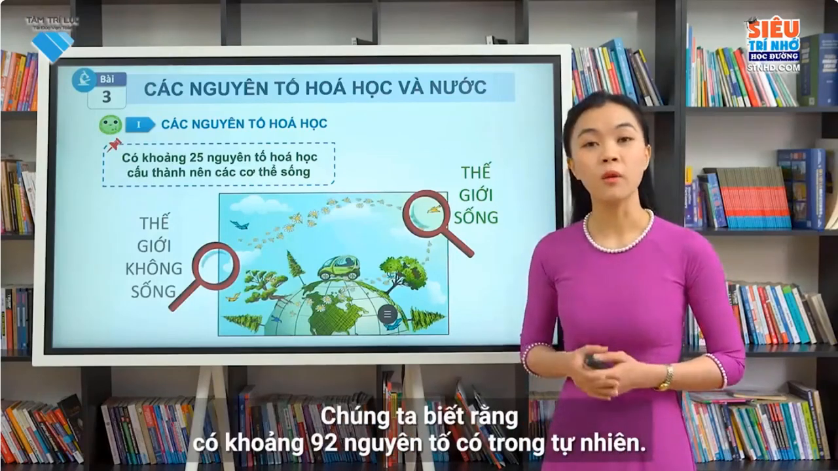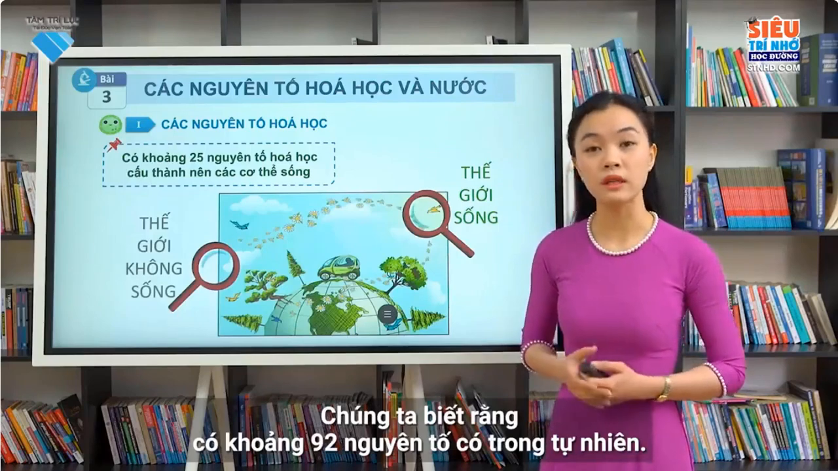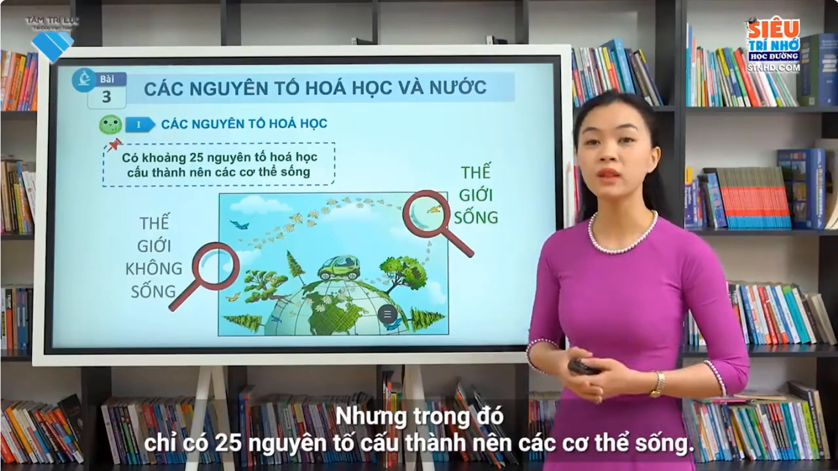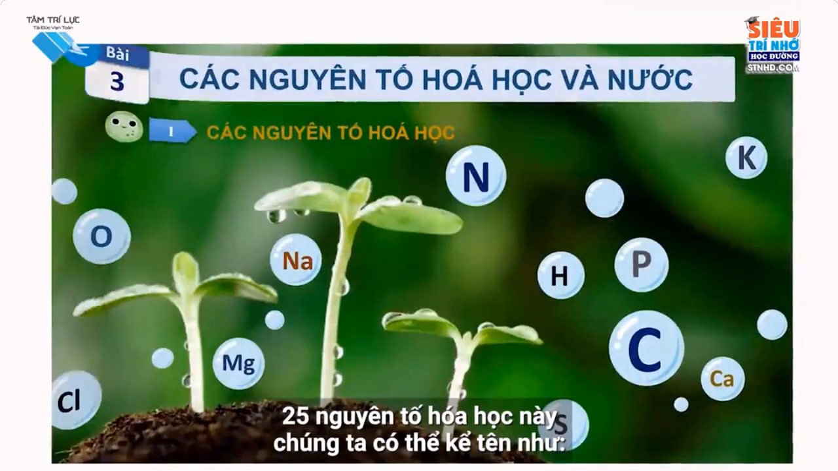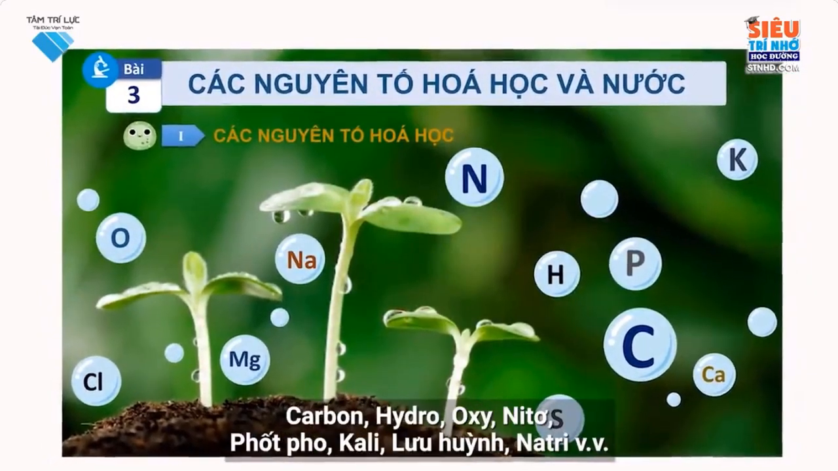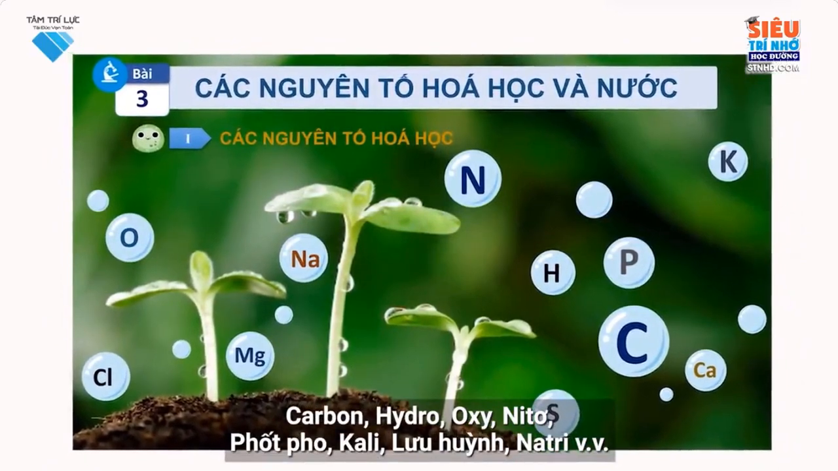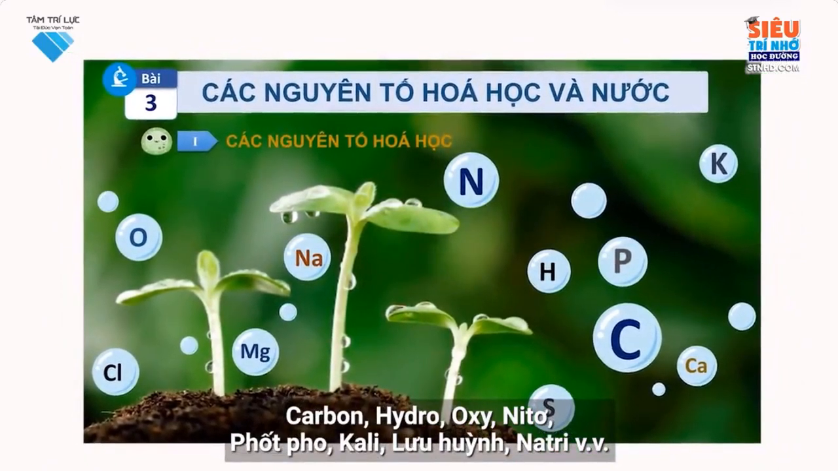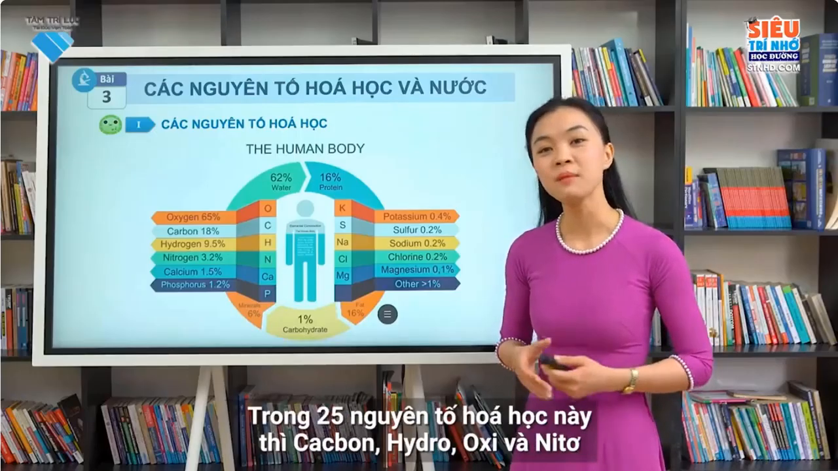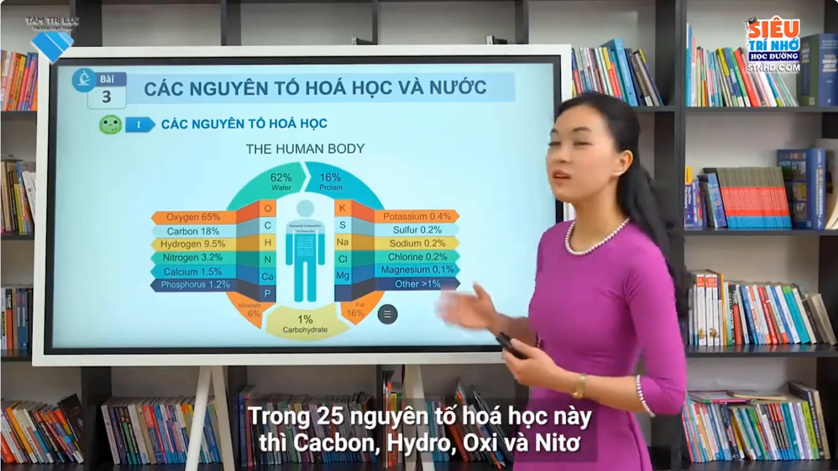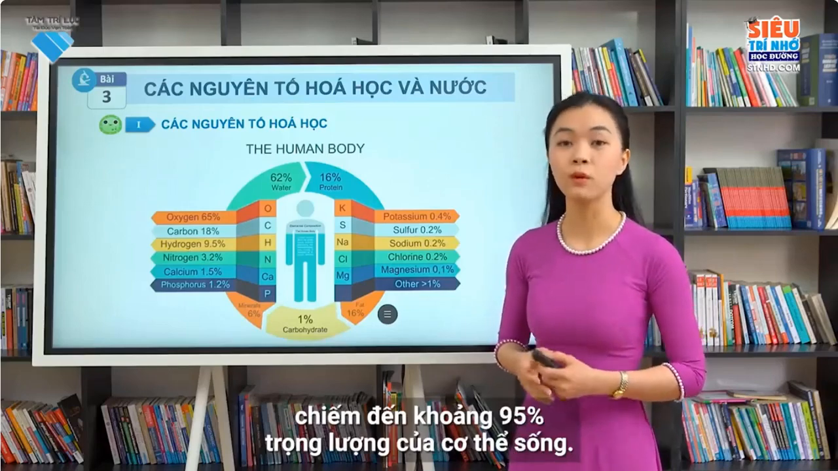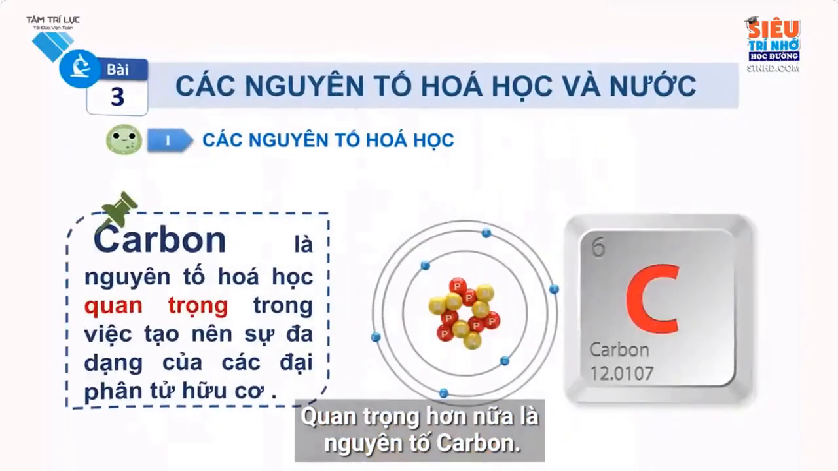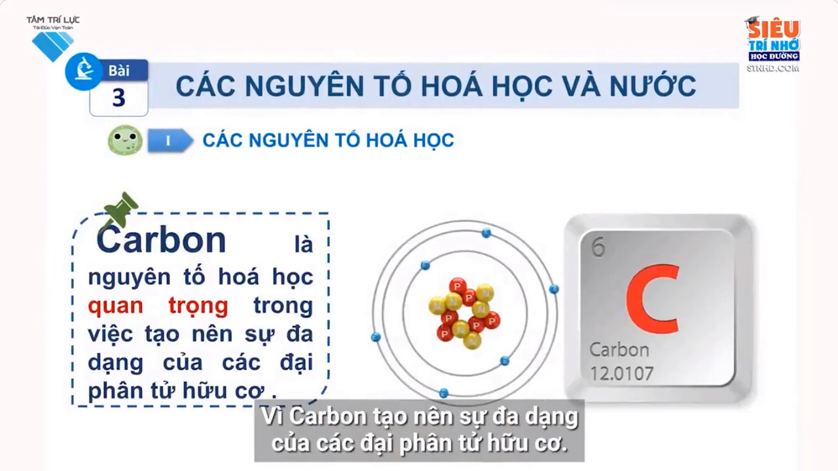We know that there are about 92 elements present in nature, but there are only 25 elements that make up living organisms. We can name some of these 25 elements such as carbon, hydrogen, oxygen, nitrogen, phosphorus, potassium, sulfur, sodium, etc. Of these 25 chemical elements, carbon, hydrogen, oxygen, and nitrogen make up about 95% of living organisms. Carbon element is the most important of all because carbon makes up the diversity of organic macromolecules.